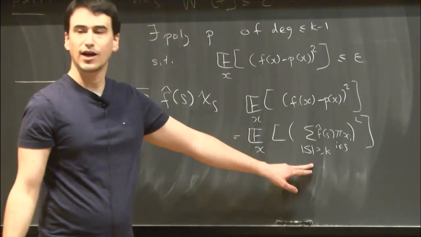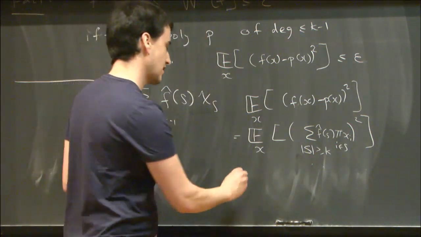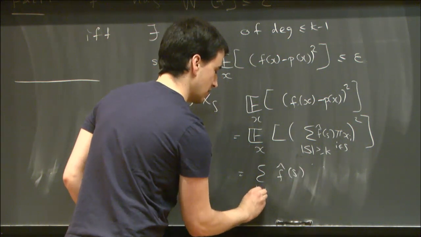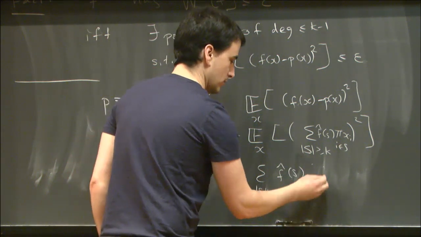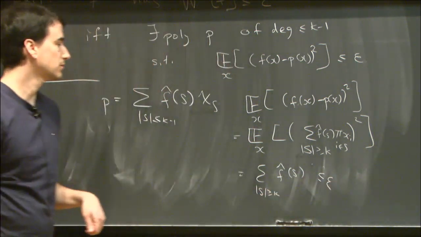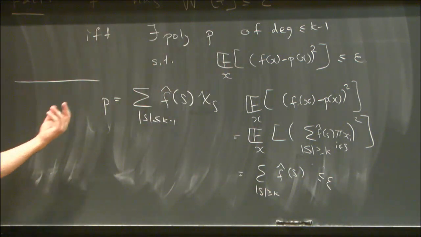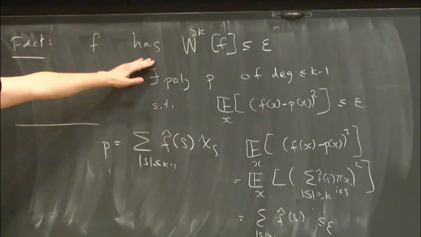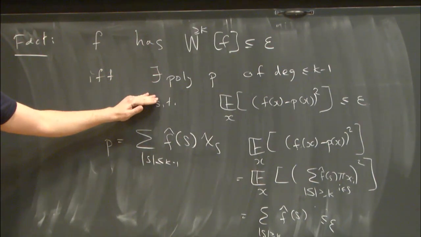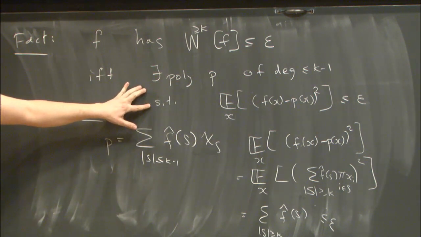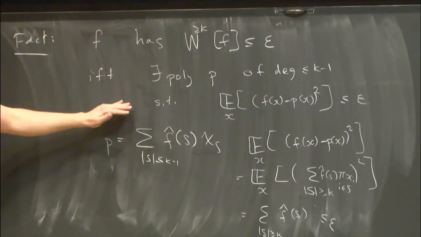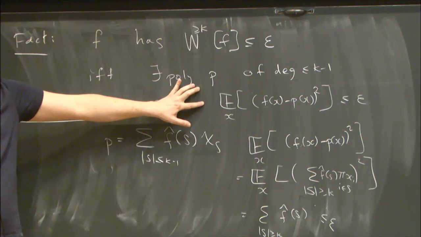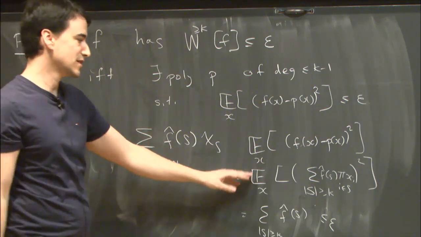But now from Parseval, I know that this expectation squared is exactly the sum of squares, which is at most epsilon, right? So if I have a small tail, then it means that I have a good approximation by low degree. And this is also if and only if, because this is the best choice that I could do to pick a degree k minus 1 polynomial. You can see this by this calculation.